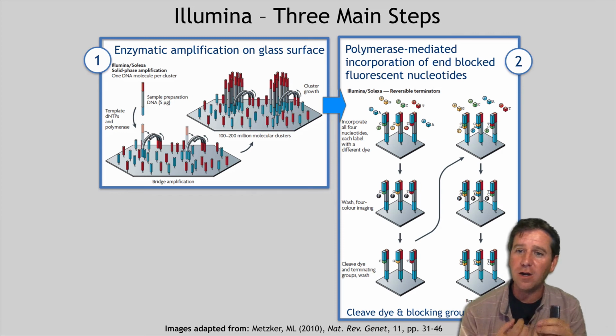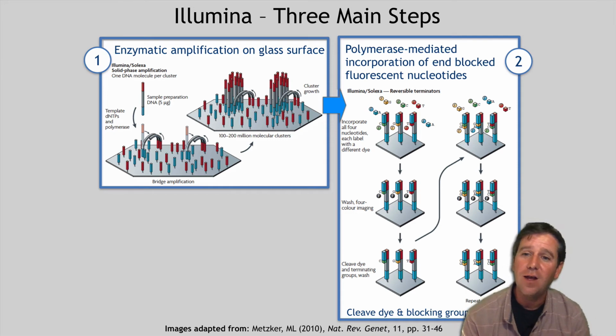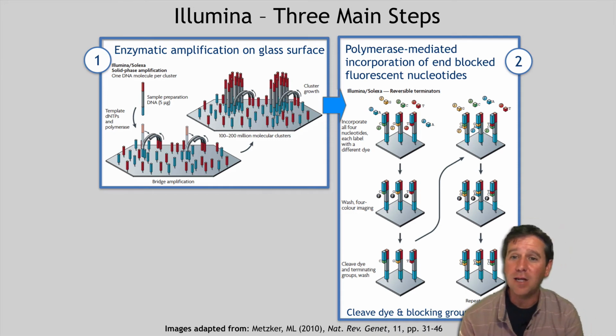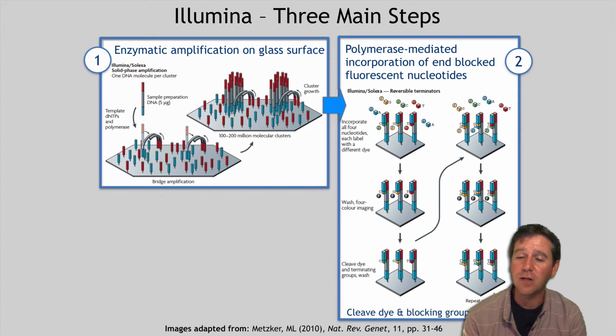But the idea is they're labeled and they're blocked, so you can only add one at a time. But you can wash them off. You can wash the fluorophore off, so you're not going to get complications when you add the next one. And you can also wash off the blocking group as well. So then you can do repeated cycles of washing in all four nucleotides and seeing which nucleotide binds to these clusters based on its fluorescence.